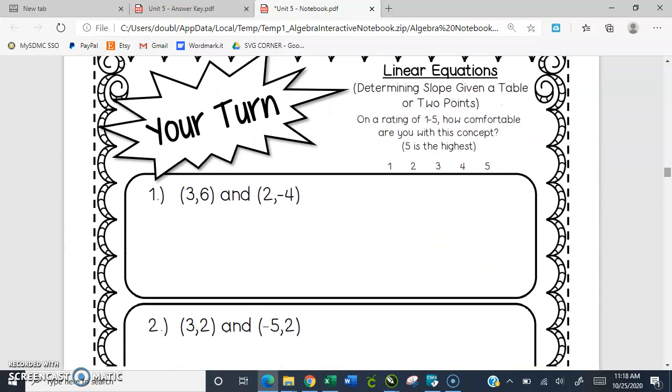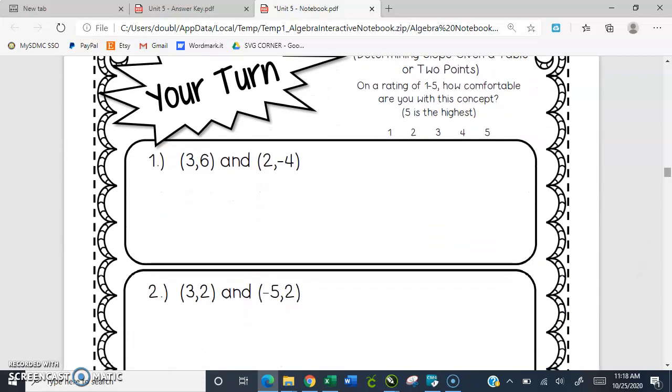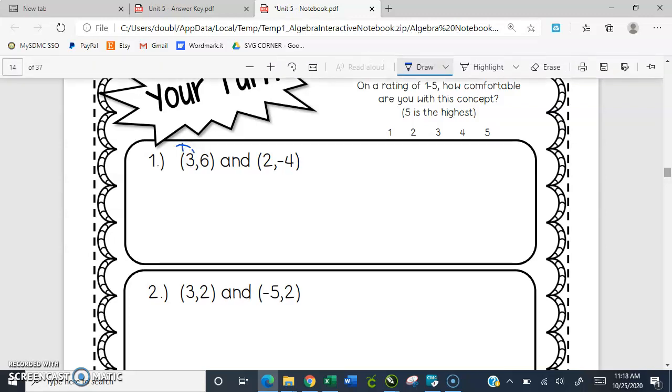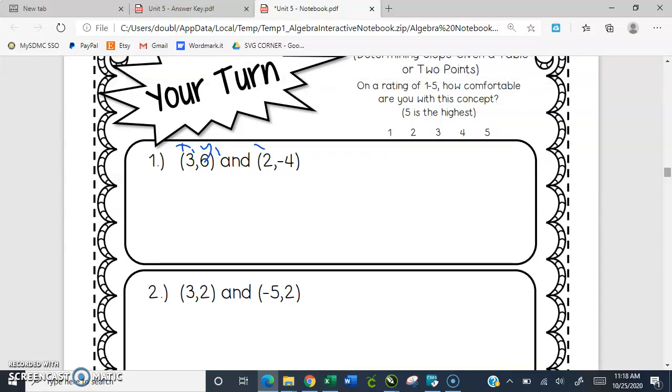All right, so let's do our 3 example problems. So we have x1, y1. See how I label every time? x2, y2. And when I label, I don't leave anything up to chance. So if I label it, I know exactly what I should be plugging in to my formula. And every time you also see me write my formula so I don't get confused.